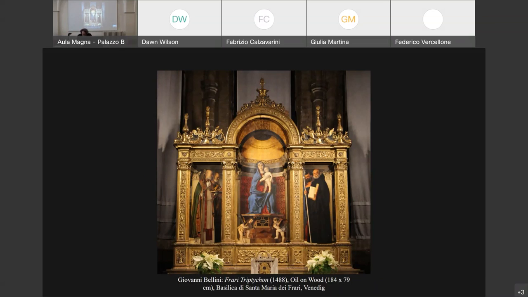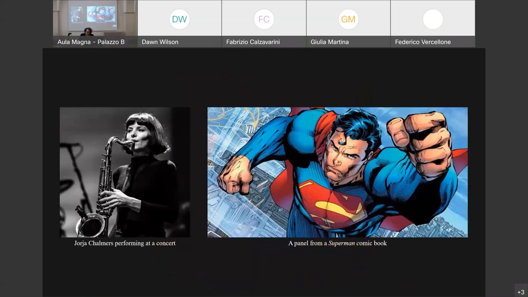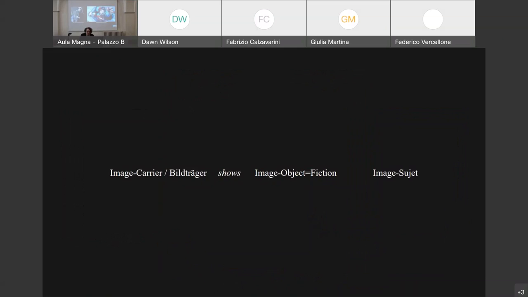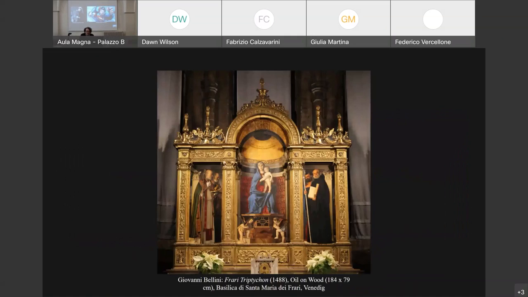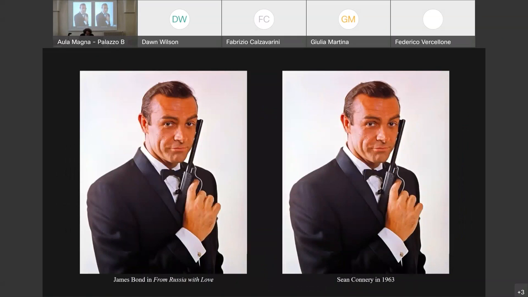Yes, the view that the image object is what is shown is counter-intuitive to everyday language. For example, in the case where someone claims, in the view of a photographer, looking at a photograph: this picture shows James Bond. Yet it's a difficult case.